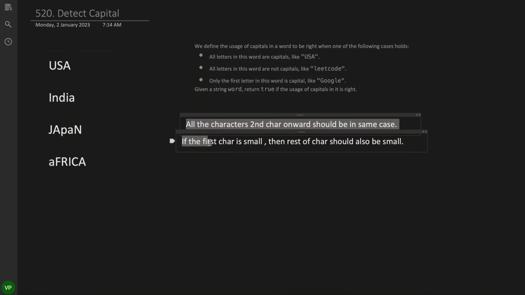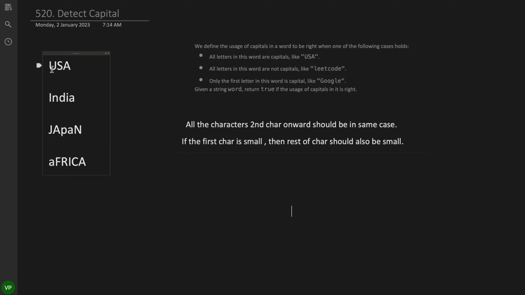And we need to check if the first character is small, then the rest of the characters should be small, otherwise it is true. So in such problems, generally what I do is I try to list down in my solution all the false conditions or all the true conditions. Okay, so here I can see that there are a lot of true conditions, three to be precise.